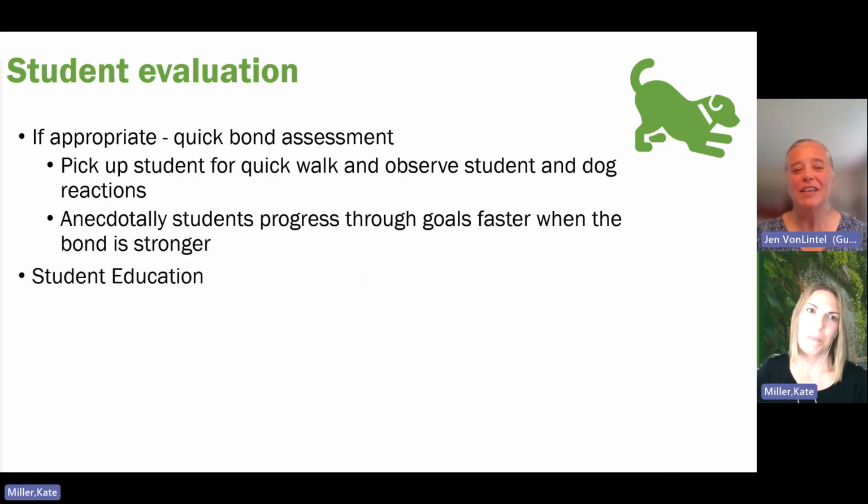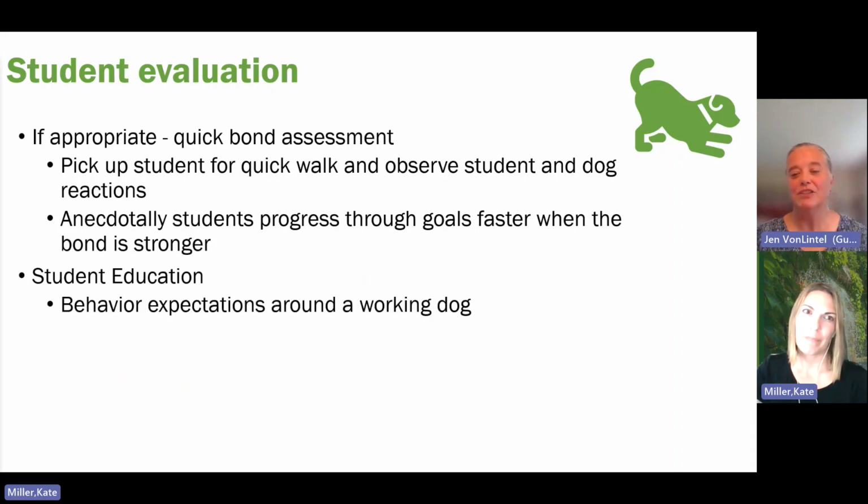Okay, and then I want to educate the student. So the student needs to know their behavior expectations. We have an approach, ask, pet, goodbye. So when do we approach? How do we approach a dog? How do we ask the handler and then the dog for an interaction? Petting, what kind of petting does that dog like best? Do they like under the chin or behind the ears or that butt scratch sort of thing?